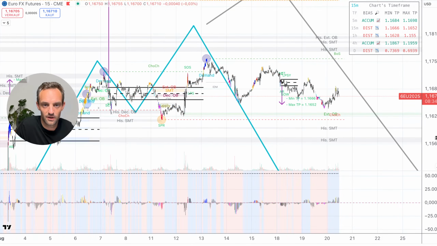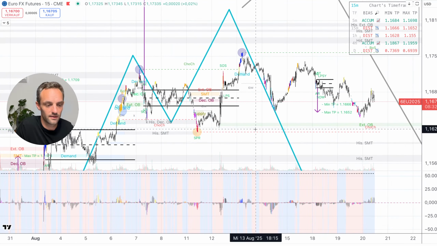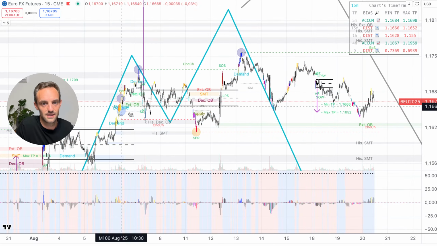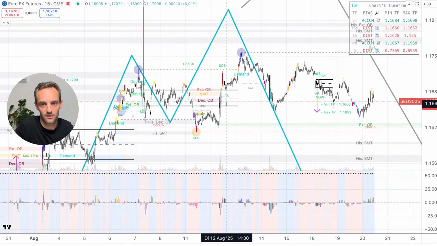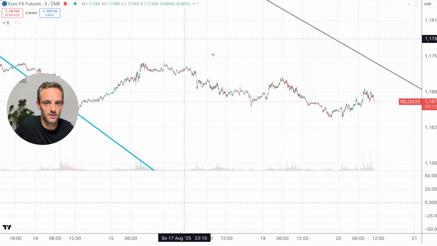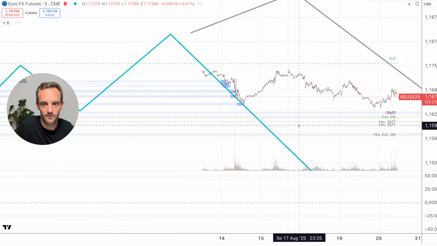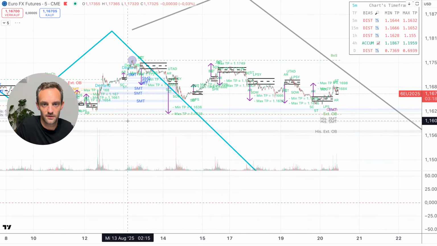On the lower time frames, it's really the wabi-sabi that is happening. We see a lot of fakes and exhaustions going back to this range. 50-minute chart, 5-minute chart. Let's take a look at the 5-minute chart.